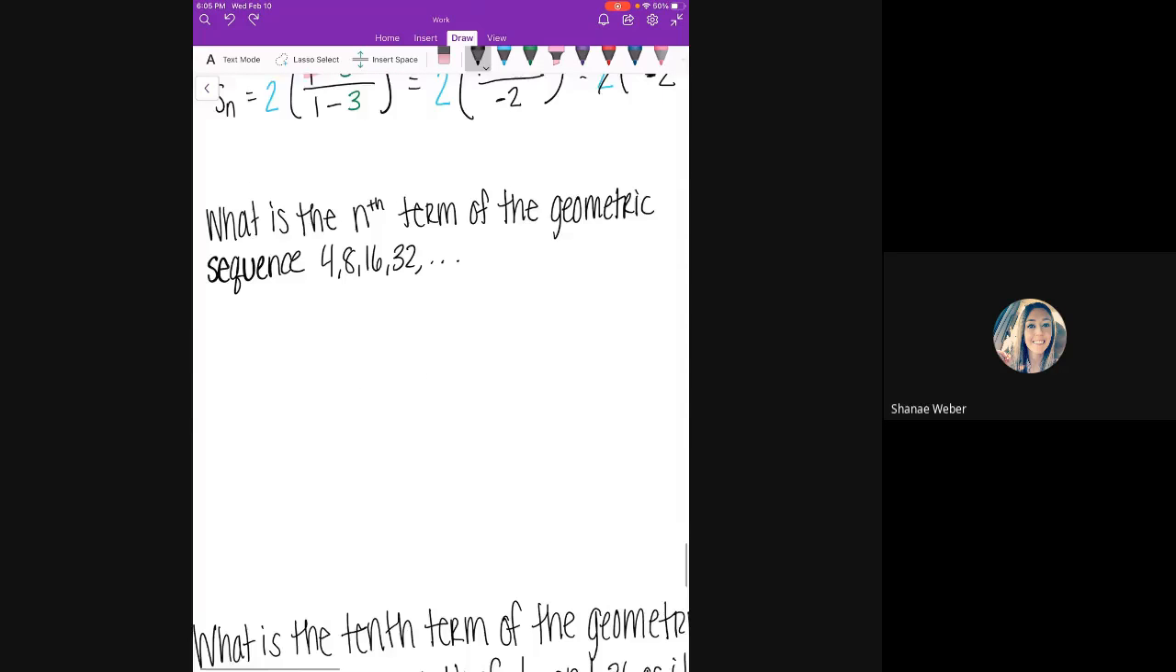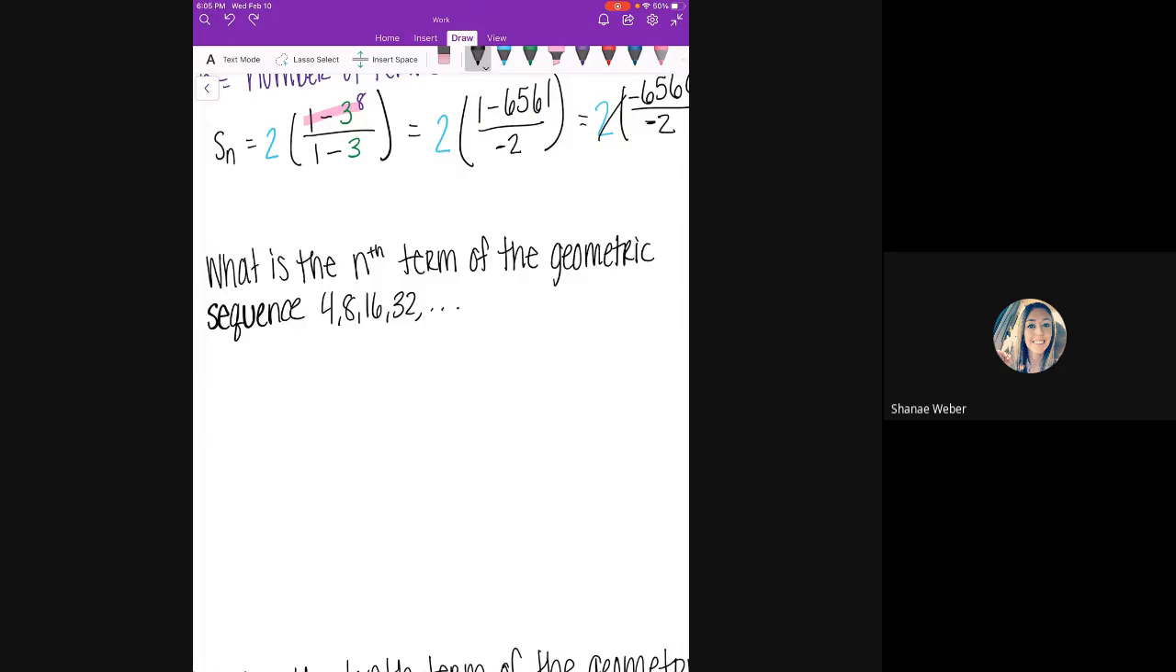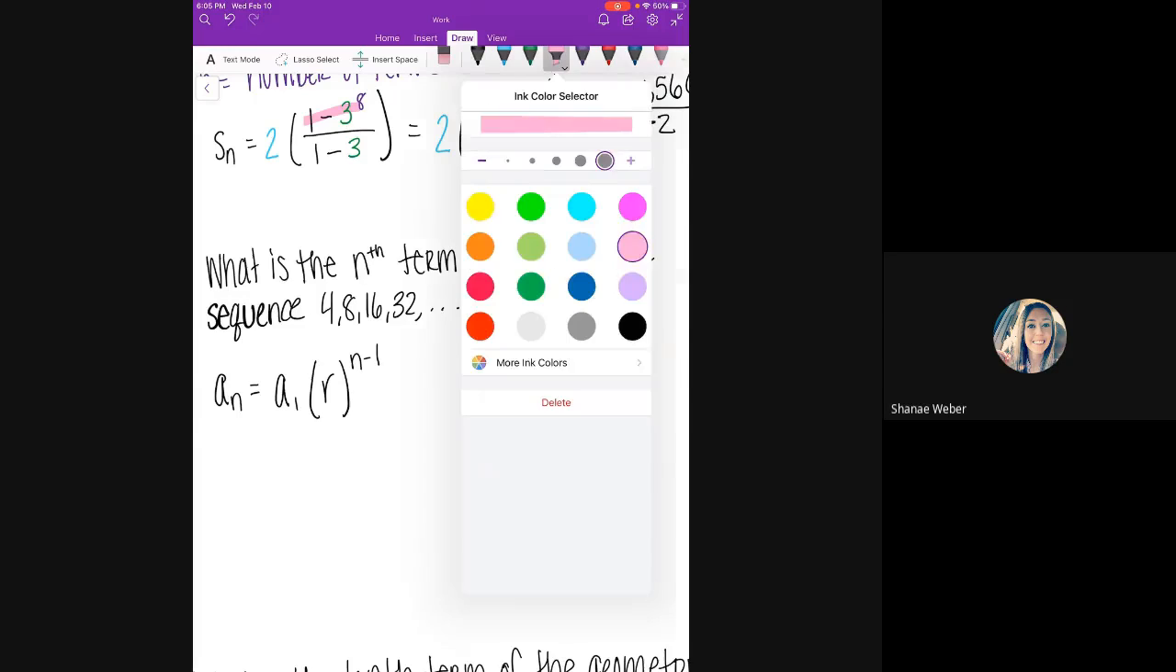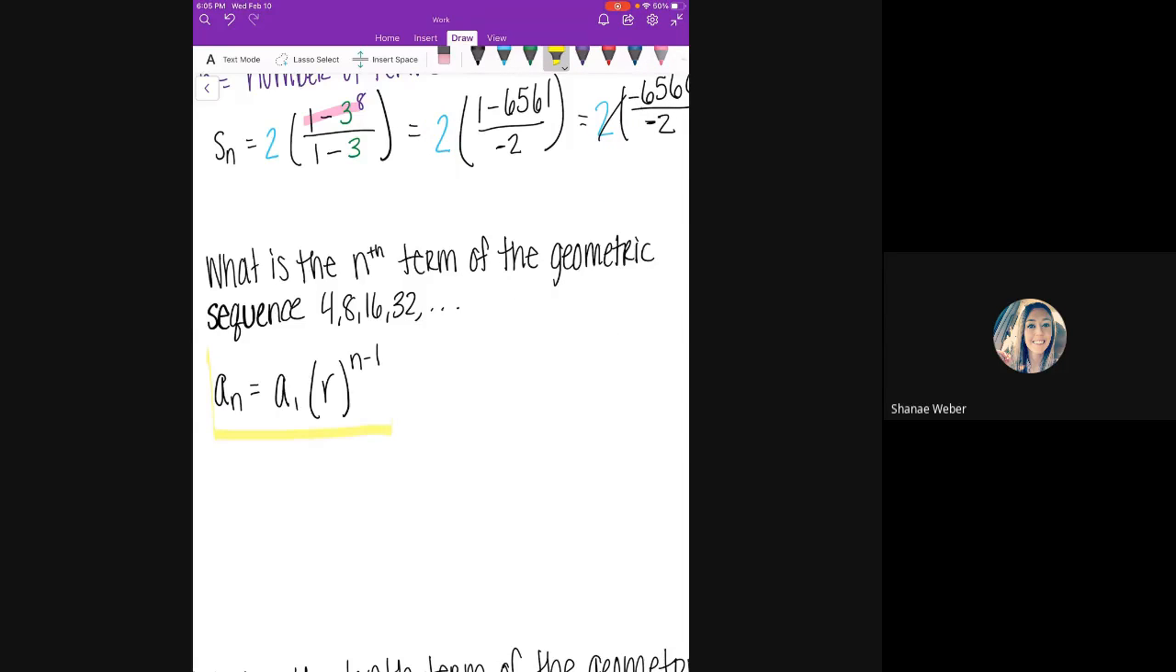It says, what is the nth term of the geometric sequence 4, 8, 16, 32? So when we're looking for any type of term, we're going to be using the equation a sub n equals a1 times r to the n minus 1. And it gives us this equation in the tutorial. That's just like the equation that we will be using for this. So the equation above and this equation are really going to help you with this quiz.